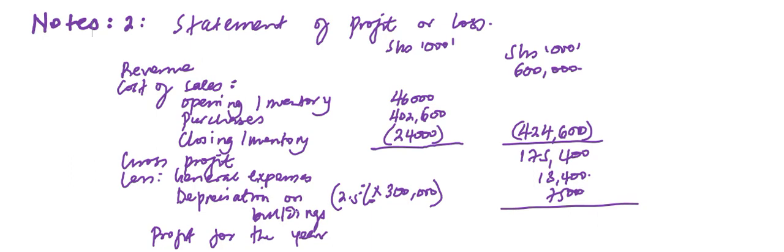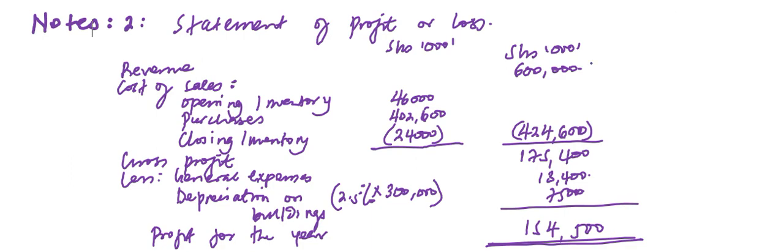Get your calculators. 175,400 minus 13,400 minus 7,500. This is 154,500. That is your profit for the year.